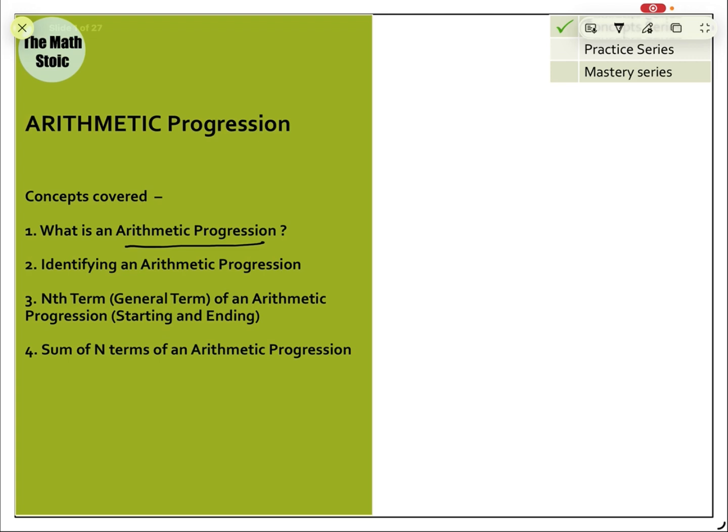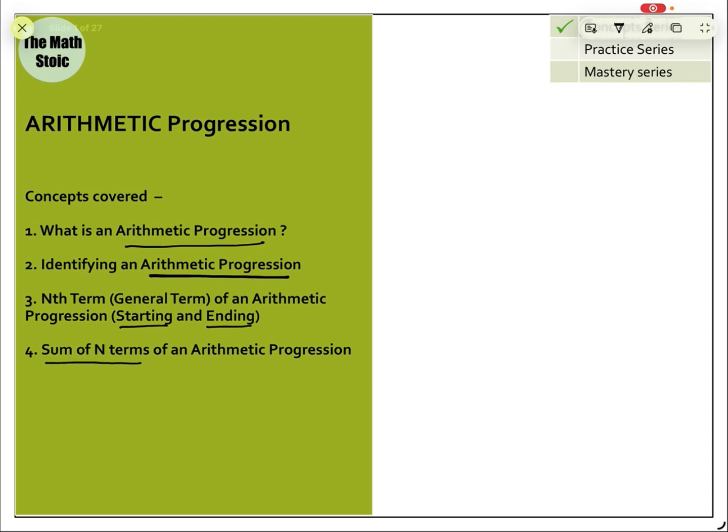We will follow that with the next topic, which is how to identify whether a given progression is an arithmetic progression or not. The next topic would be to find the nth term, or the general term, of an arithmetic progression. We'll do two variations here. One is finding the nth term or the general term from the starting, and the other variation would be finding the general term or the nth term from the ending of a progression.